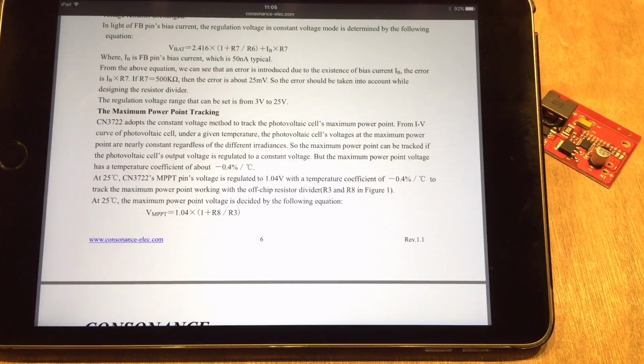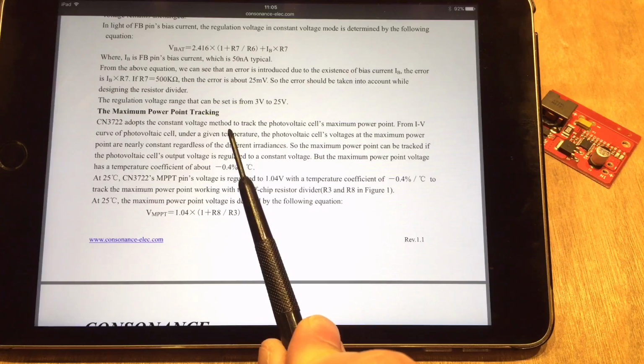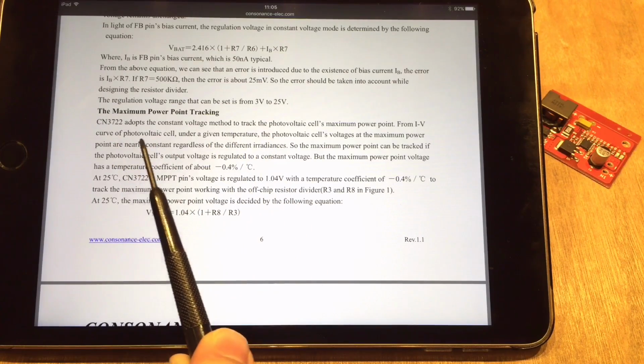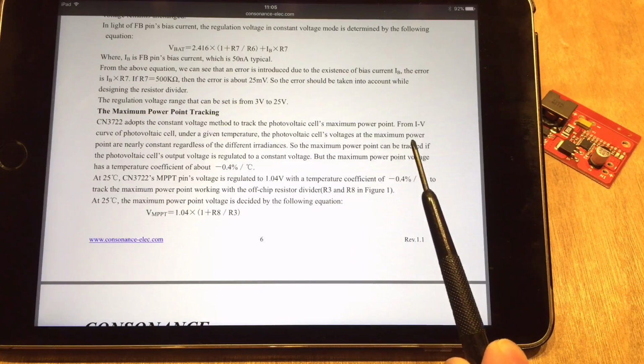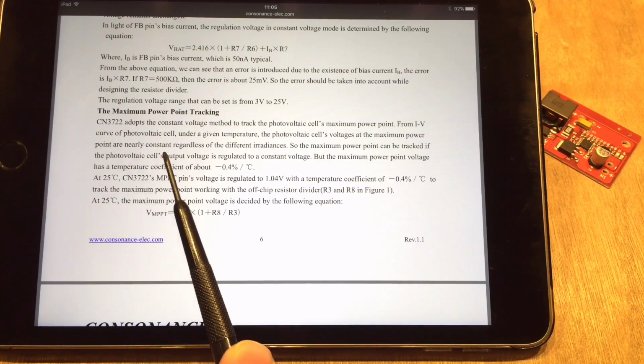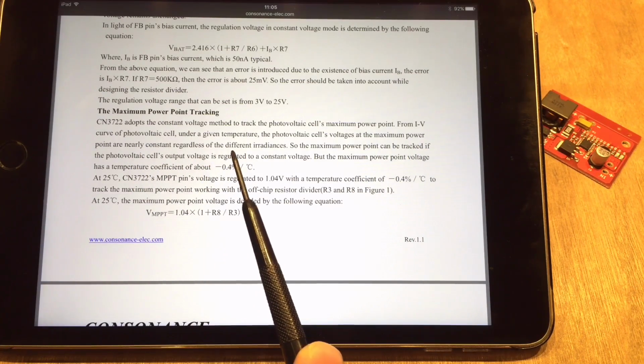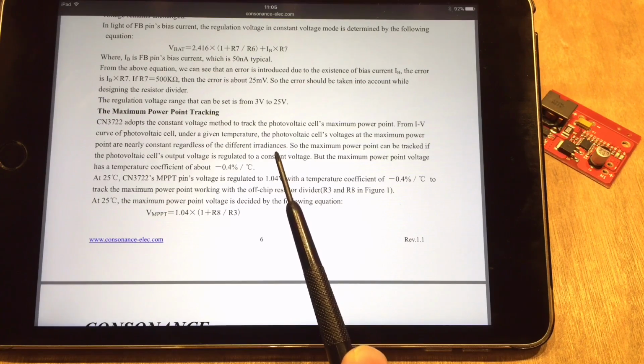So if we're not looking at the currents coming in from the solar panel, how are we determining the maximum power point? Well, it's done on a constant voltage method. And the theory is that the solar panel, under a given temperature, the voltage at the maximum power point is nearly always constant, regardless of the different irradiances. So depending on the sun, the maximum power point should always be about the same level.